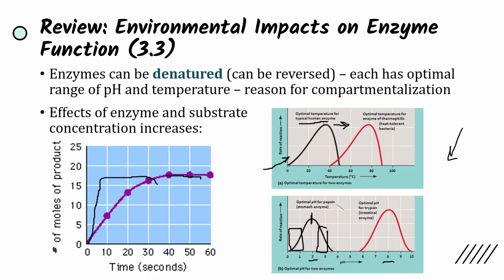Now, if you increase the substrate concentration with the original amount of enzymes, that means your rate of creating product, your rate of filling the active sites with substrates, isn't going to change. You're going to continue on the same rate. However, your ending amount of product is going to end up being larger because you have more substrate to act upon. So instead of, let's say, 17 moles of product, you're going to be able to go up to 20.